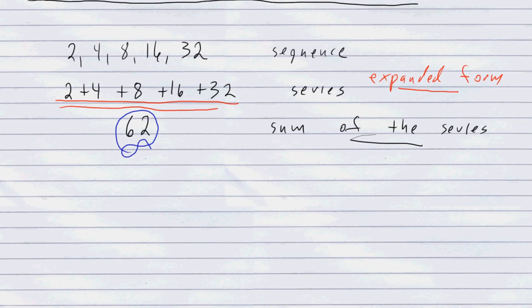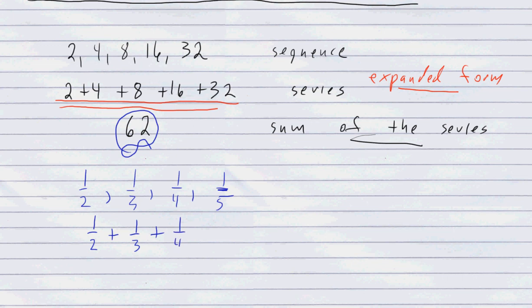So, for example, let me see. Let's pick a sequence: 1/2, 1/3, 1/4, 1/5. There's a perfectly good sequence. So the corresponding series in expanded form would look like this.